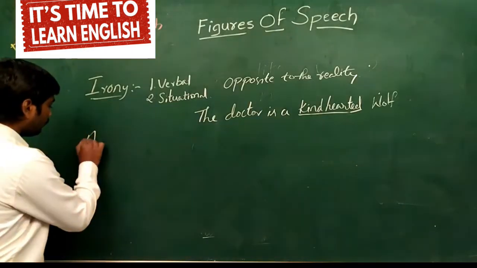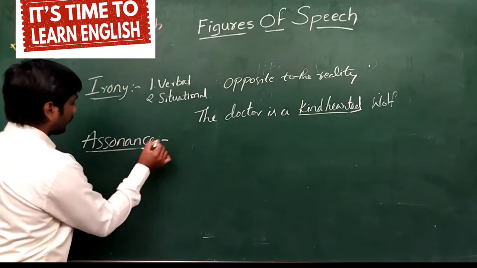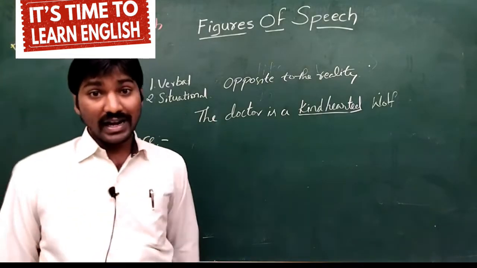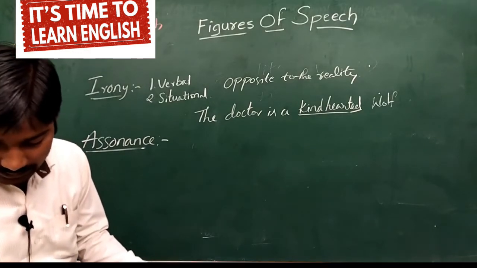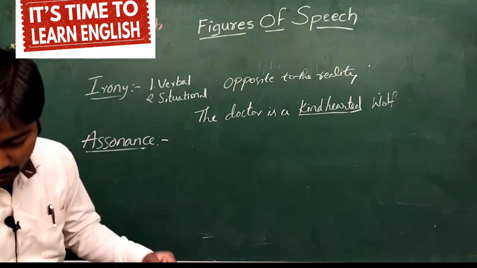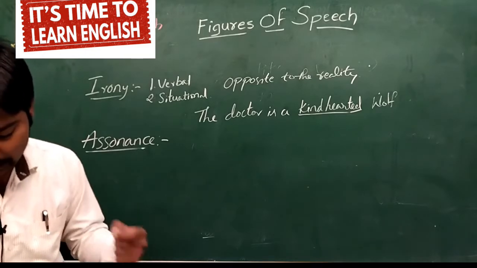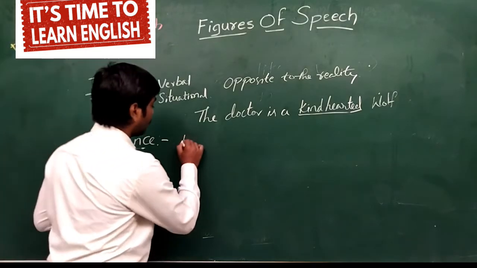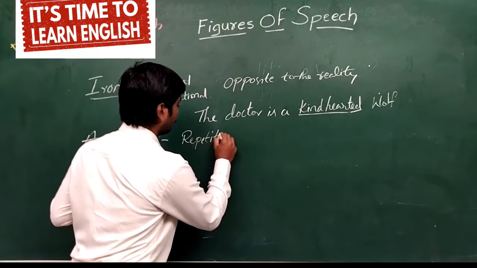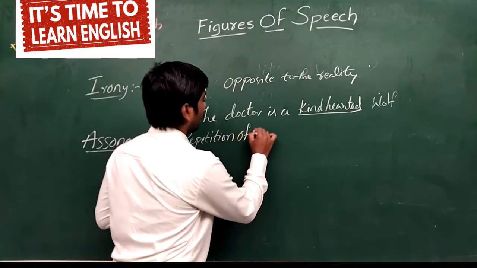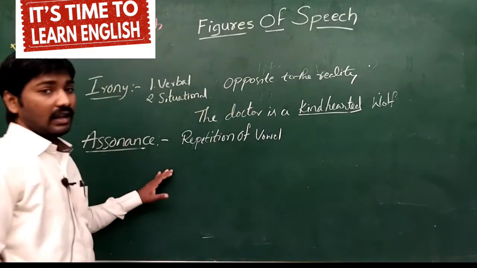Assonance. So in Telugu also we will get this assonance. It is very simple: assonance takes place when two or more words close to one another repeat the same vowel sound but start with a different consonant sound. So same repetition. Repetition of vowel sounds.